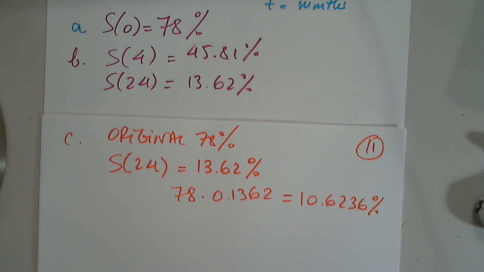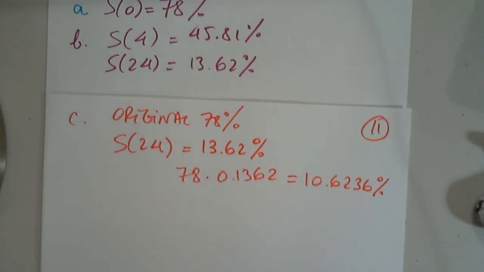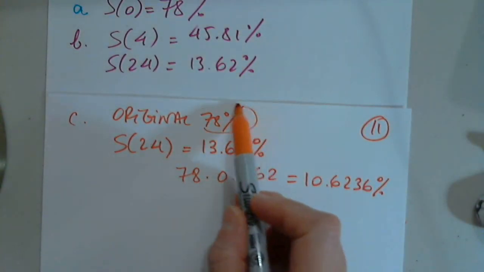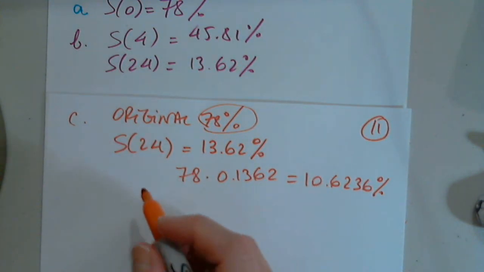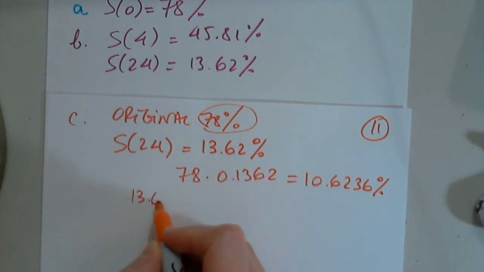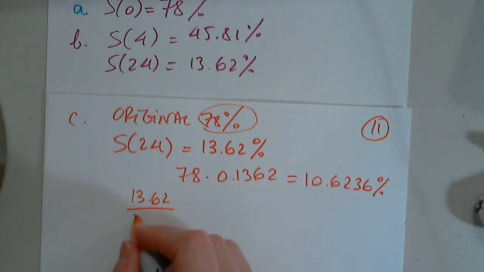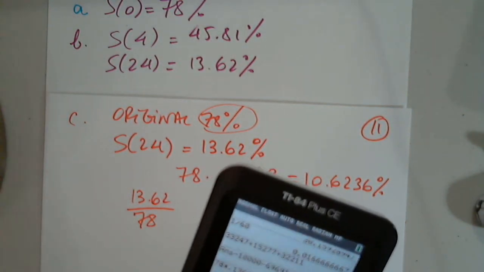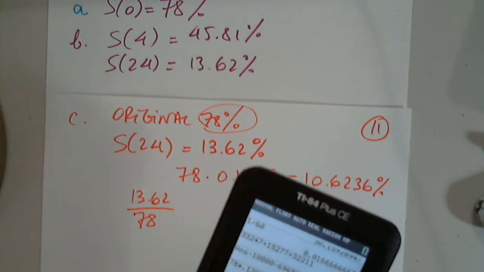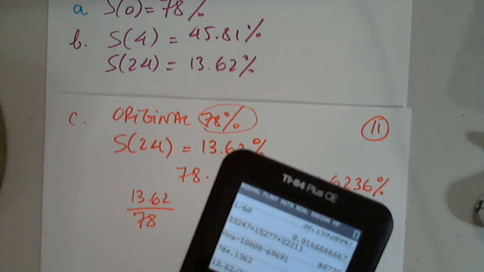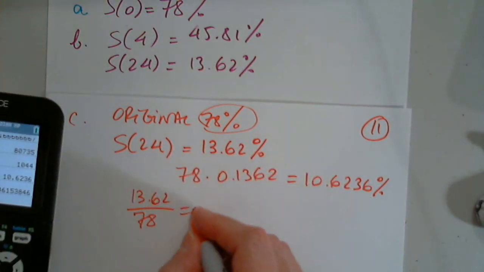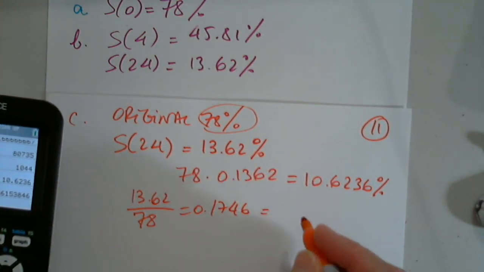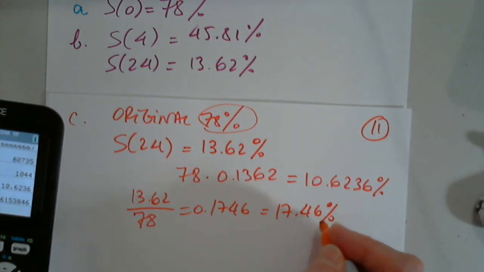Out of the original. I see. Yes. Okay. So they consider that the initial is the original in that case. Correct. 13.62 divided by the original, 78. It's a little bit confusing with the initial and original. Okay, I see. 0.1746, so it is 17.46%.